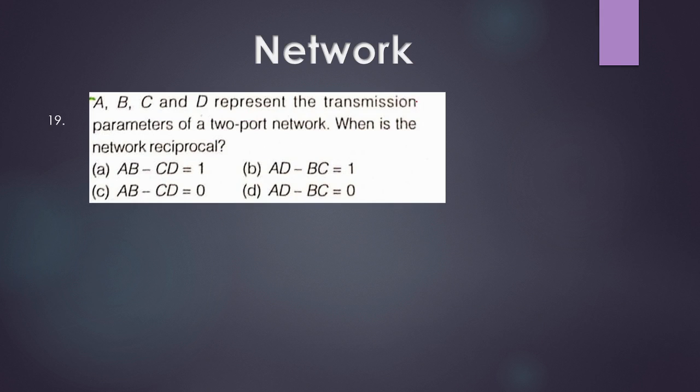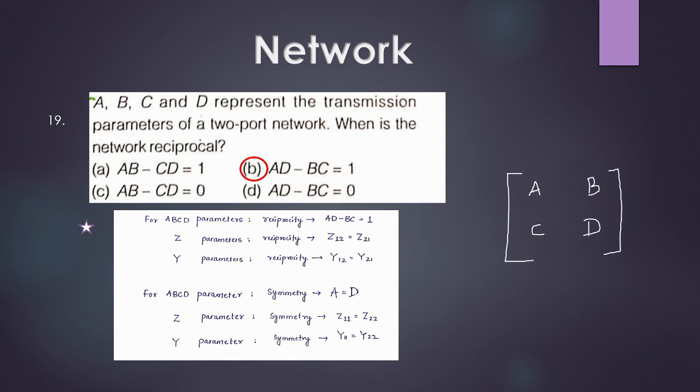ABCD represent the transmission parameters of a two-port network. When is the network reciprocal? So it is asking what is the condition for reciprocity. Let's see what is the answer. The answer will be B, AD minus BC equal to 1. For ABCD parameters, the condition of reciprocity is AD minus BC equal to 1.